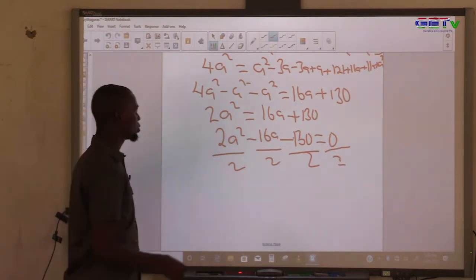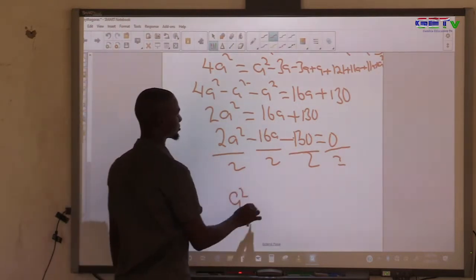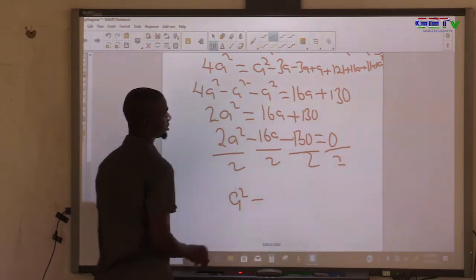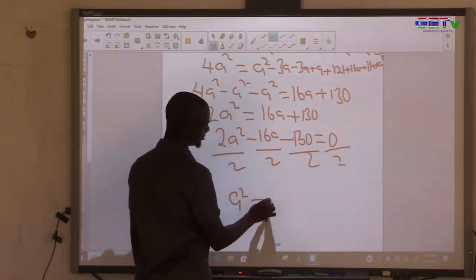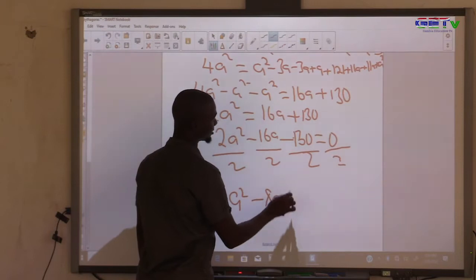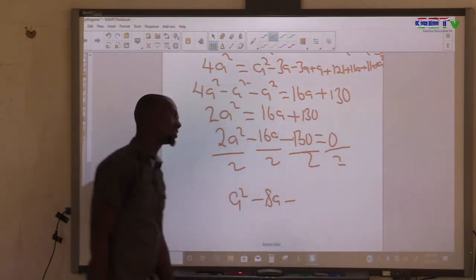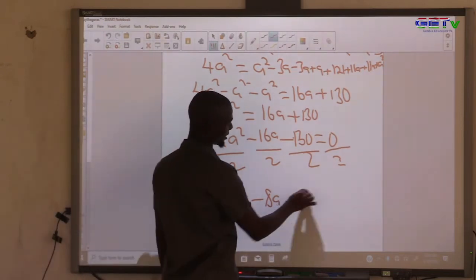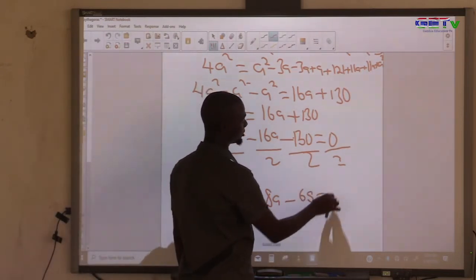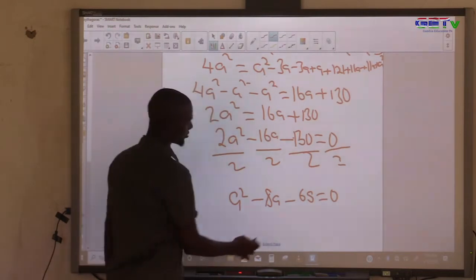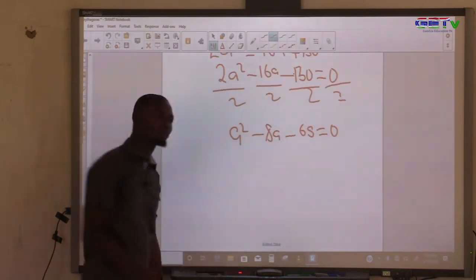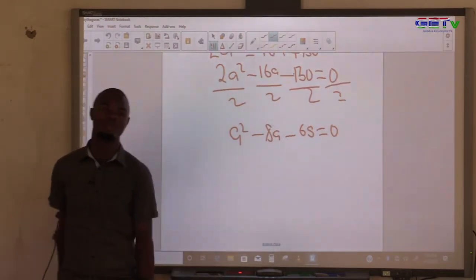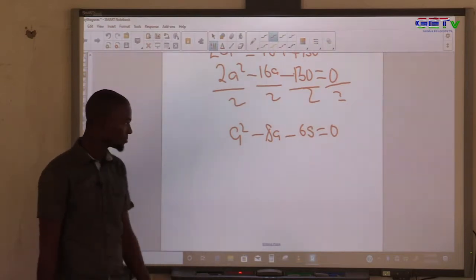2a square divided by 2 is a square, minus 16a divided by 2, that is 8a, minus 130 divided by 2 is 65. So you have a square minus 8a minus 65 is equals to 0. Factorize, or you use completing the square method or the formula method to find your a.